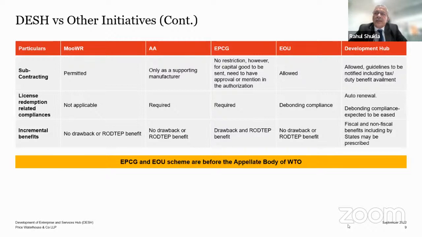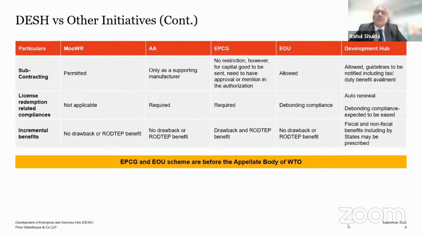You don't need to file an application. We need to see on what parameters and basis the auto renewal will be, and what will be the mechanics, even if it is auto renewal on the online portal. And debonding compliances, we expect that it will be made easy vis-a-vis the current situation. Incremental benefit, moreover, doesn't get any drawback or ROSCTL currently.